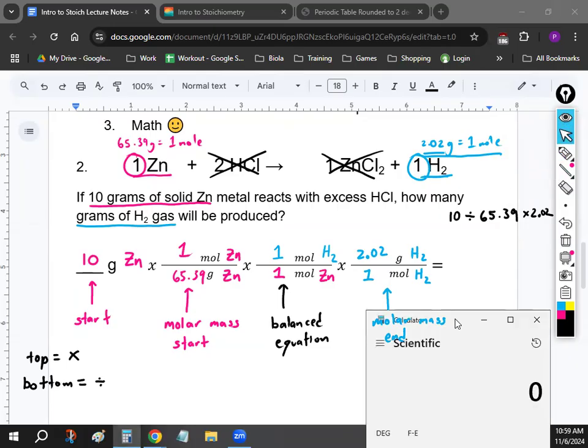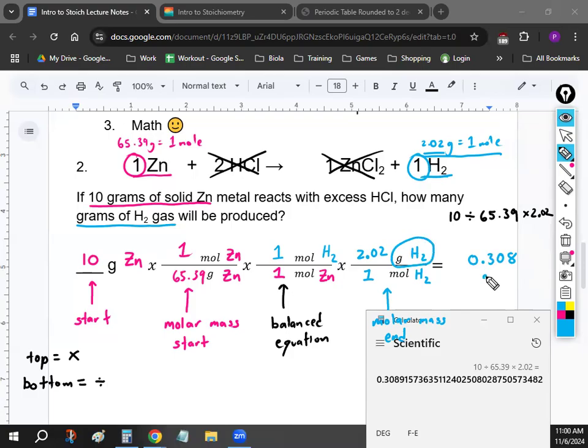All right, guys, so if we plug it into our calculator, again, starting number is 10 divided by 65.39 times 2.02, and our final answer is going to be about 0.308, okay? And again, remember that starting now, our numbers might be a little bit different, but as long as you're in the right ballpark, similar numbers as me, you should be fine. So 0.308, but we need to label our number. And the label will always be grams of whatever chemical you were looking for. So grams of H2. And that is our final answer.